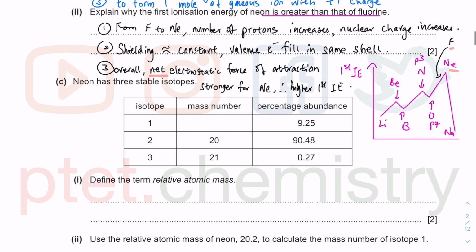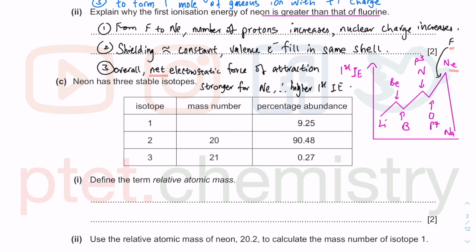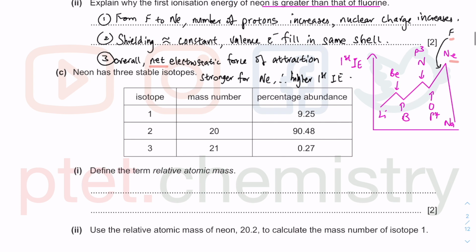The new syllabus also mentions something about size as well. You could also say that as a result of this stronger net force of attraction, neon will be smaller in size than fluorine, although that is not actually true. If you have the actual data booklet, you will see that neon is actually bigger in size than fluorine, just like argon is actually bigger than chlorine, but you're no longer given the data booklet in the new A-level chemistry exam, so there's no way you will know something like that. So that's why I avoided talking about the size. I just talk about the net force of attraction there.